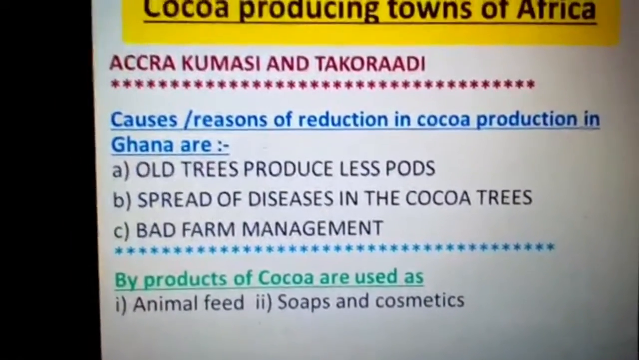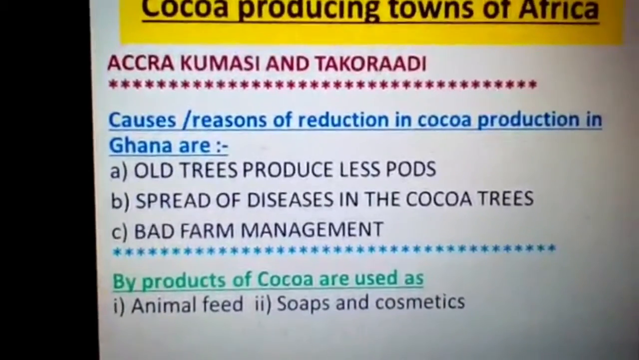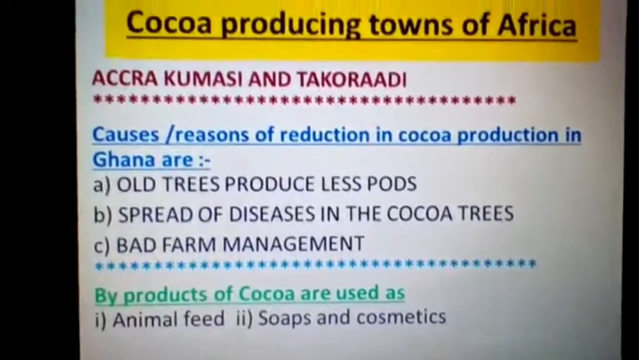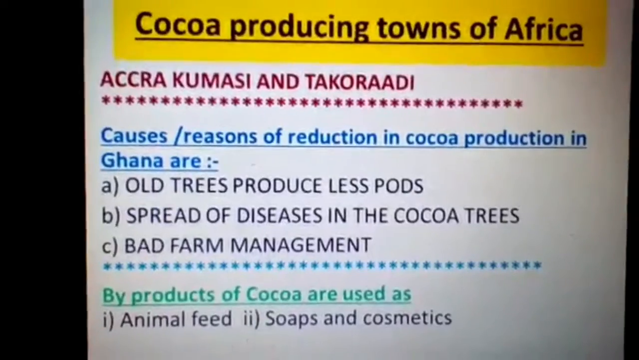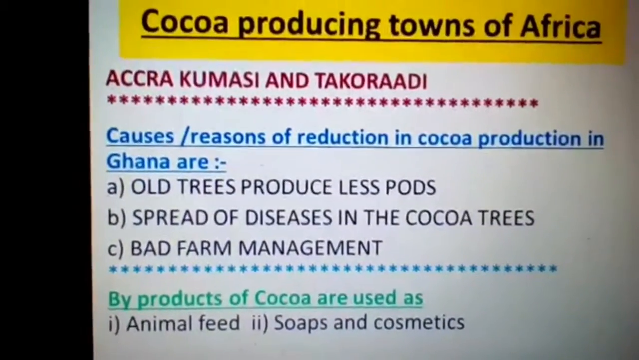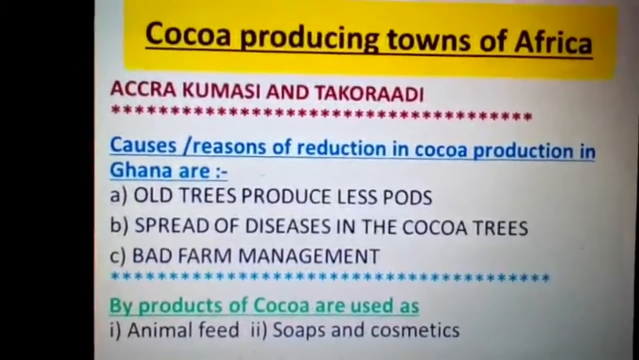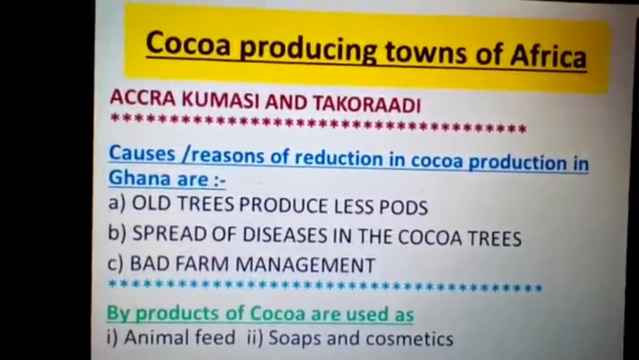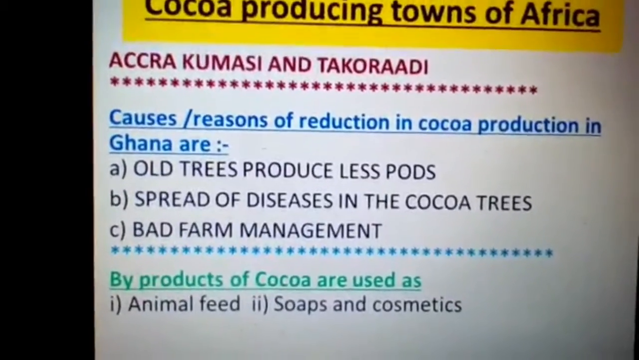Number one, the trees which are there already are very, very old, so they are producing fewer pods. Number two, there are some particular diseases which have spread among the cocoa trees. Therefore, it has affected the production of the cocoa pods. And bad farm management, that means they do not know how to fertilize the trees, or how to eliminate the diseases. All of that comes under bad farm management.